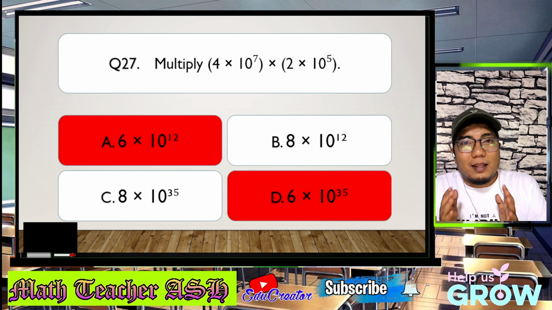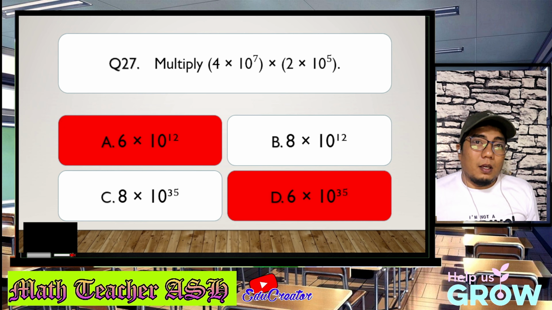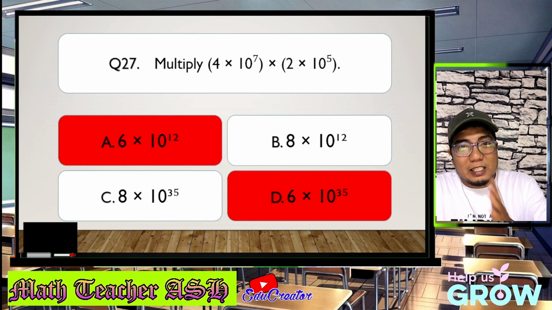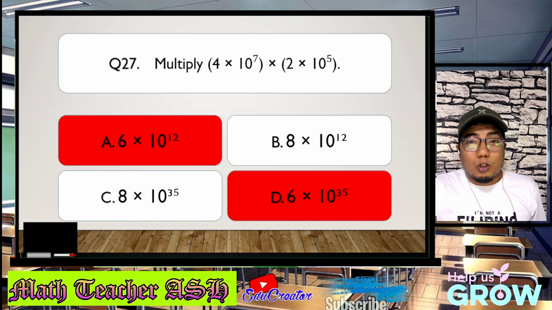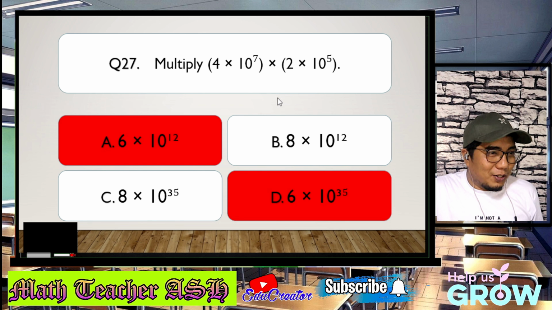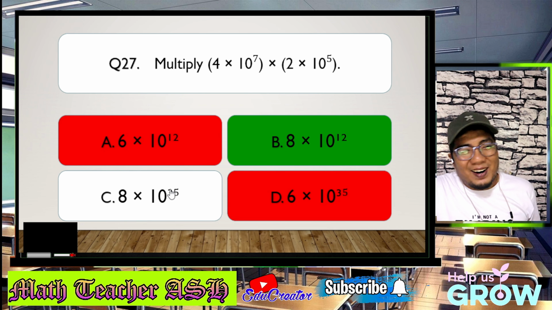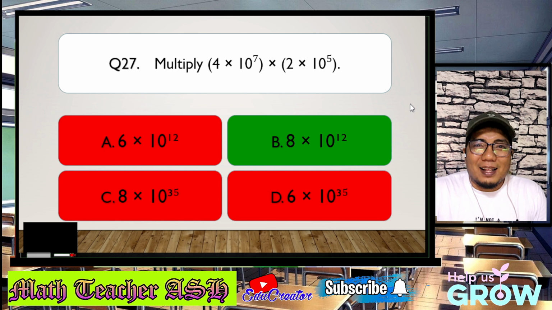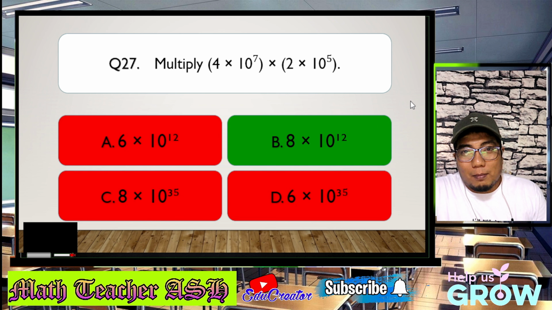If you can remember what I've told you earlier in our review, you just need to add the exponents. So 7 plus 5 is equal to, very good, 12. So that will become 10 to the power of 12. That is letter B. Let's check. Alright. Easy, right? Very easy, my dear math learners. So now let us go to question number 28.